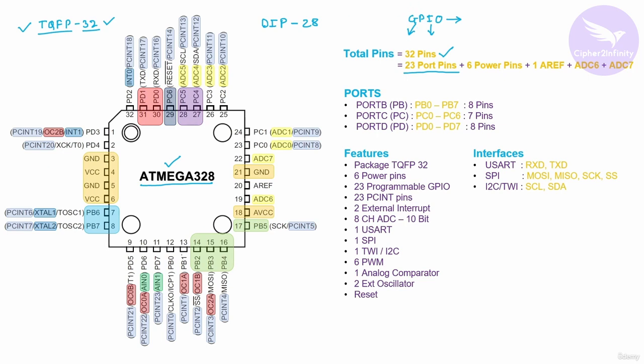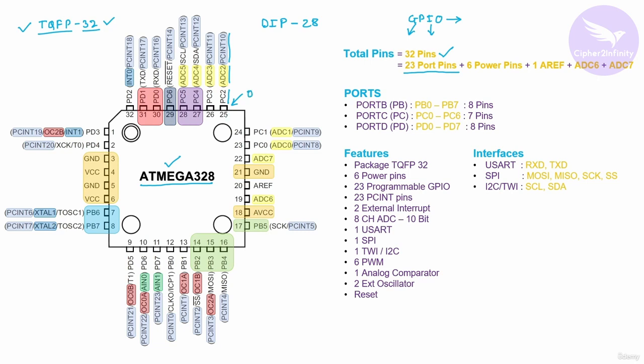Now in this controller you will see that multiple pins have multiple functionality. For example, this particular pin has ADC2 and PCInt10. So this pin has multiple functionality, and these are the special functions which can be executed by this particular pin. So you can use this pin as an output pin.